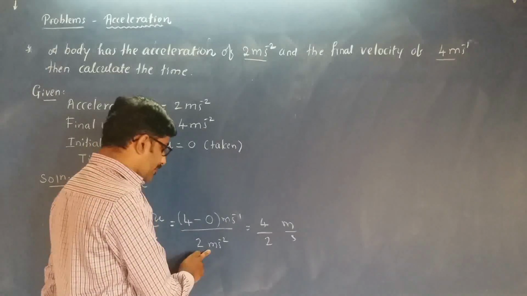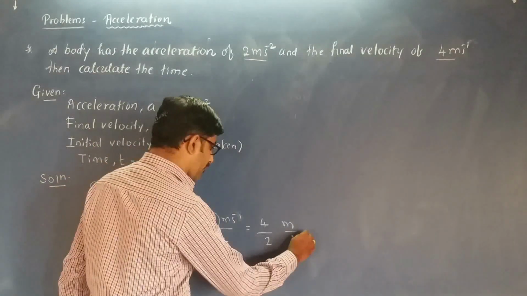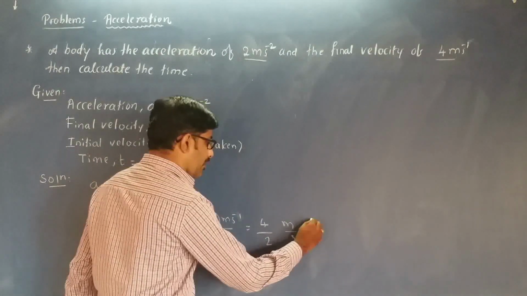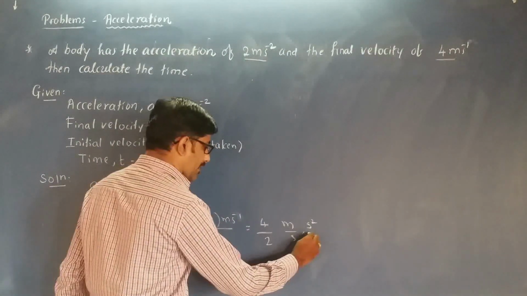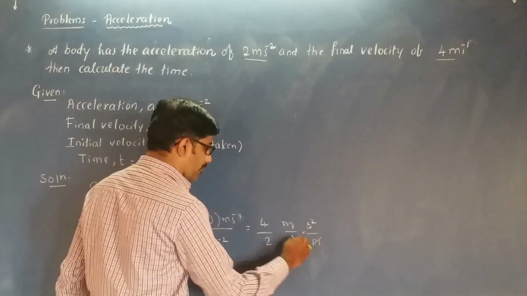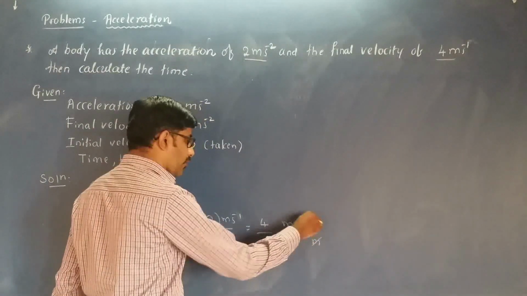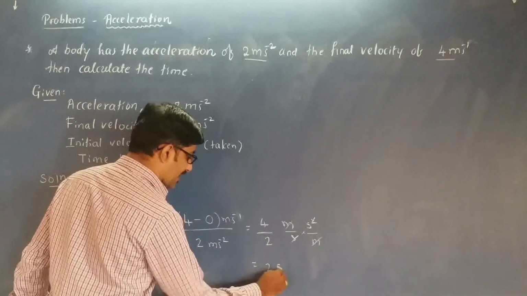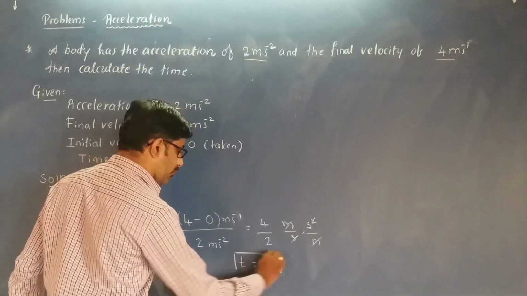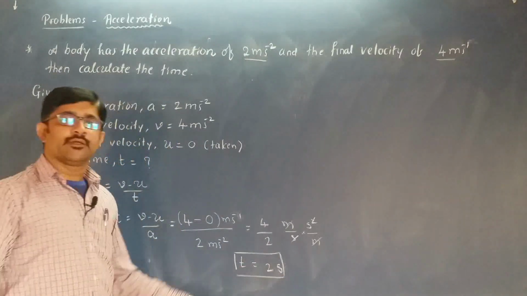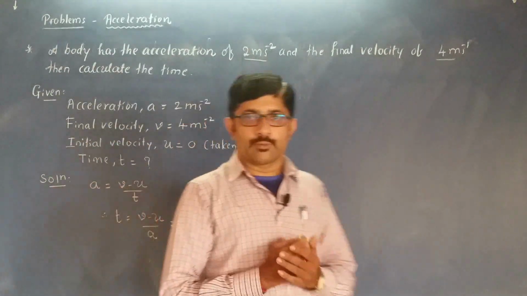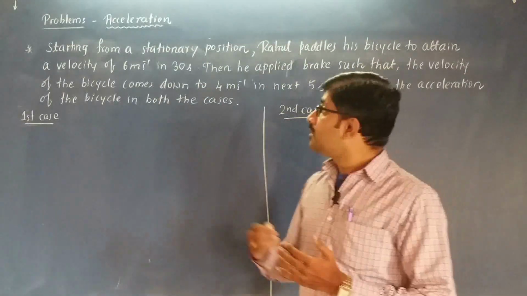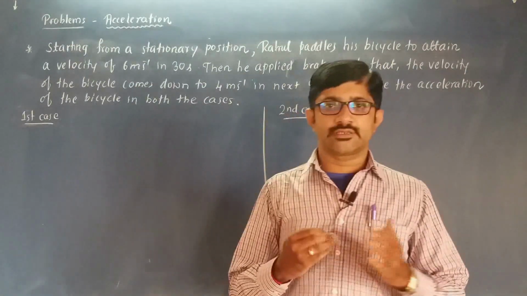Then meter per second square is also here, therefore sending s to the numerator, divided by meter, the meter gets cancelled, and one of the s is left out. Therefore 4 by 2 is 2 second, and hence time t is equal to 2 second. So this is the third problem. Alright, we are moving to the next problem, that is the final problem of this session.